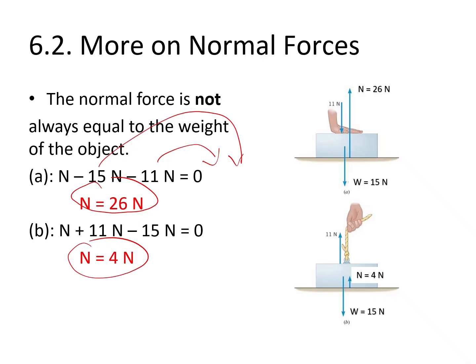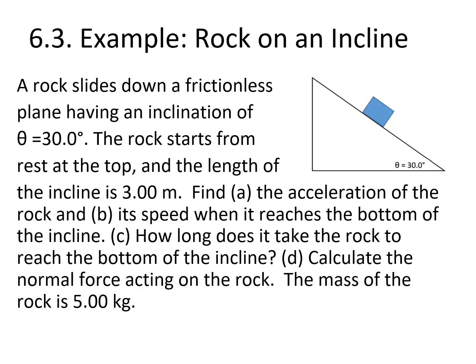Now we are ready for the main application. A rock slides down a frictionless plane inclined at 30 degrees. The rock starts from rest at the top and the length of the incline is 3 meters. We are asked to find four quantities. Part A, the acceleration of the rock. Part B, the speed of the rock when it reaches the bottom of the incline. Part C, the time required to reach the bottom. Part D, the normal force acting on the rock. The mass of the rock is 5 kilograms.